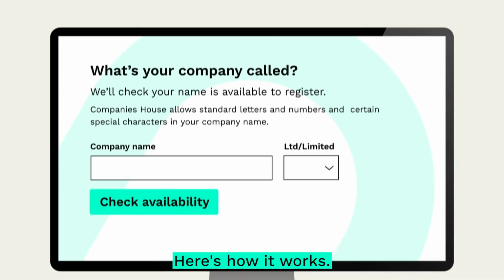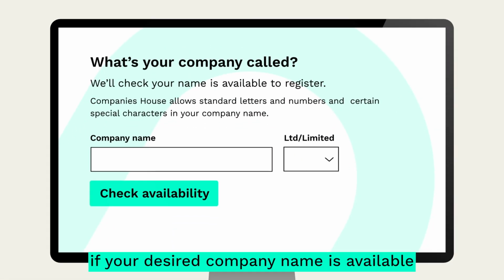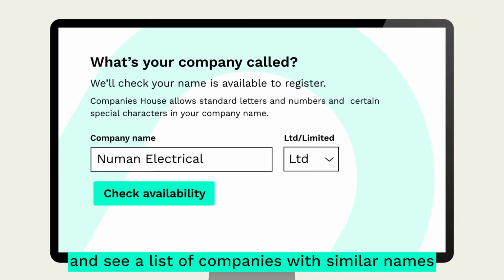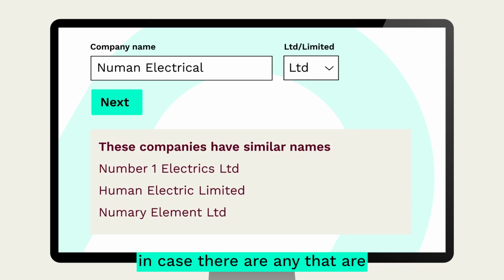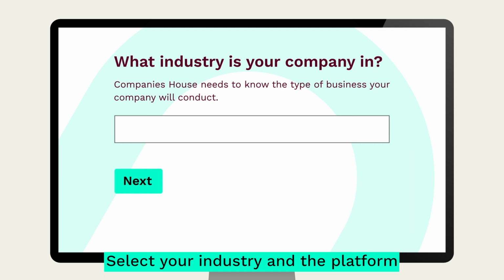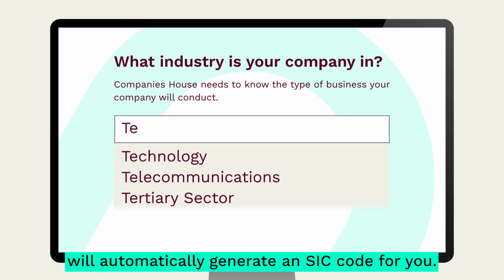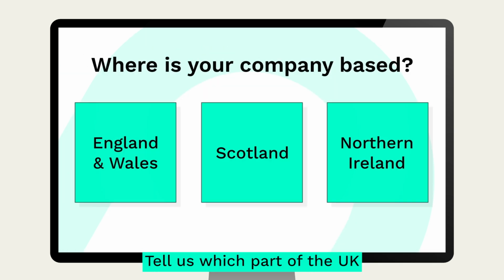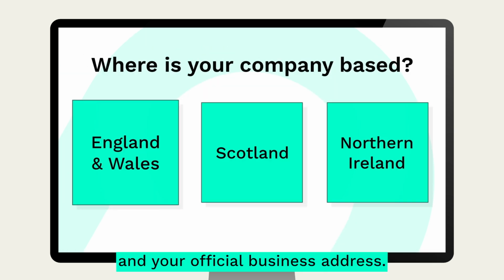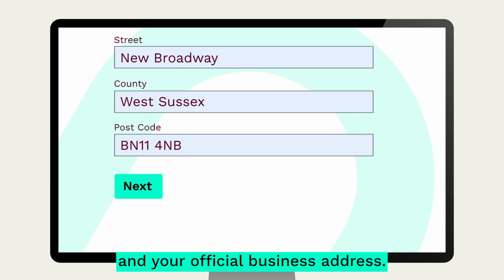Here's how it works. You can check if your desired company name is available, and see a list of companies with similar names in case there are any that are too close for comfort. Select your industry, and the platform will automatically generate an SIC code for you. Tell us which part of the UK your company is based in, and your official business address.